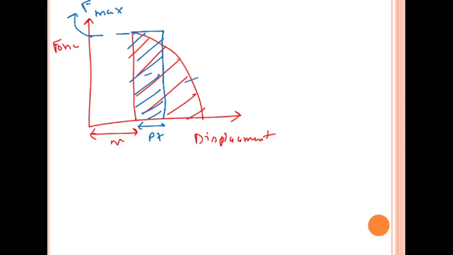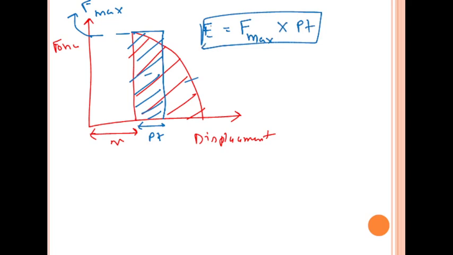So what will happen? Actually this is force and this is displacement, so energy is equal to force into displacement. So from here we obtain energy E is equal to F max into PT. Now we want our process to be economical, therefore we want to spend a lesser amount of energy for a particular punching operation. For this we need to reduce the maximum force that is required.